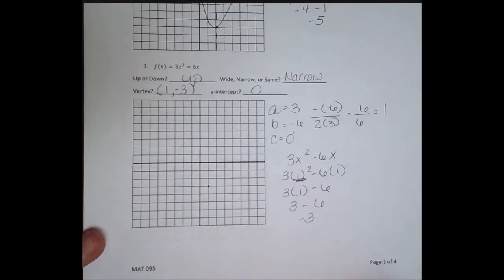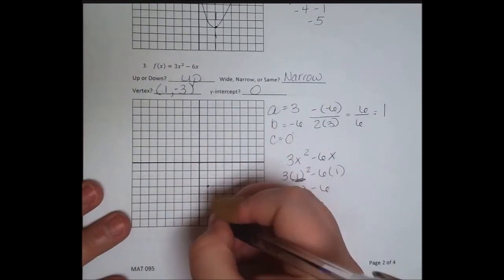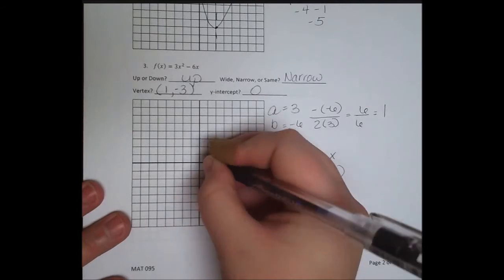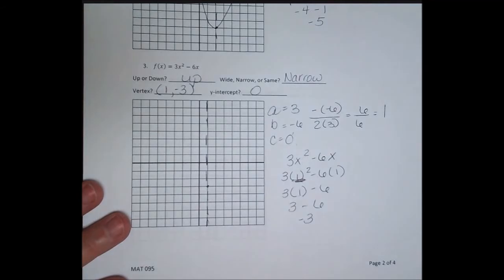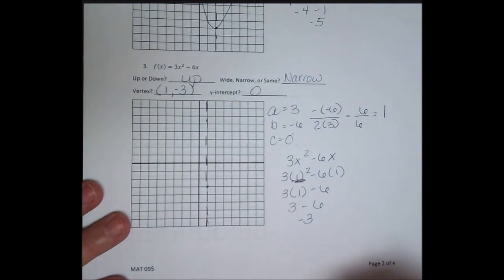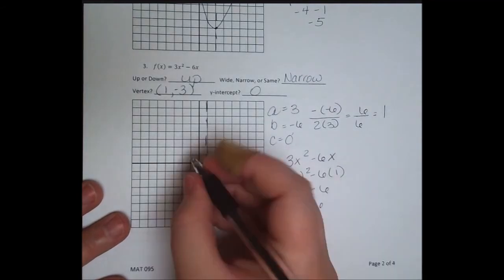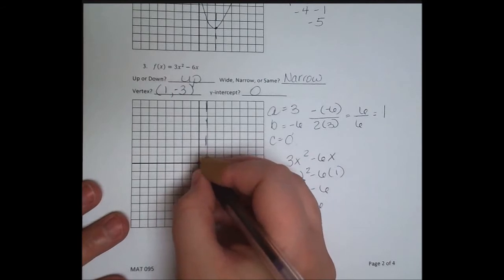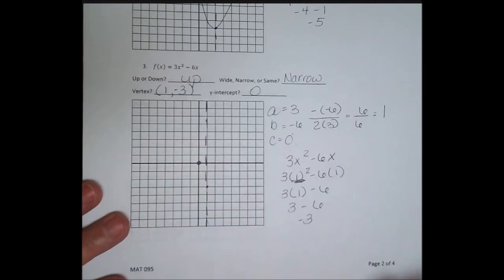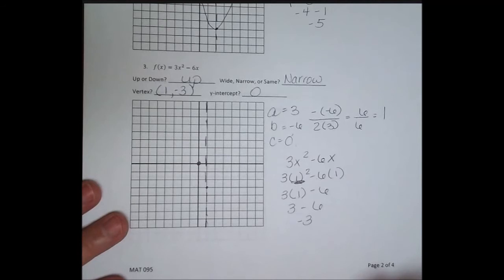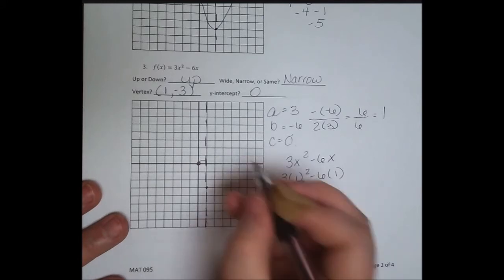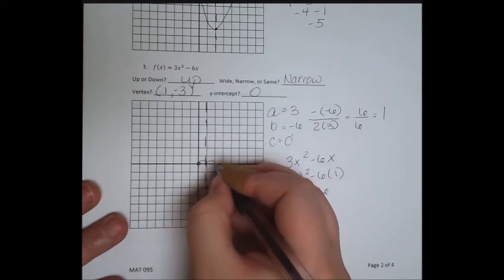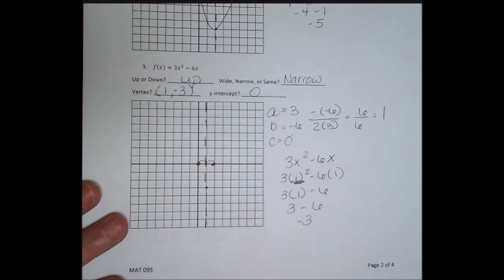Okay, so draw your axis of symmetry. Then we're going to graph our y-intercept, which is going to be at the origin at 0. Now you count until you get to your axis, and that would be 1 slot. So to find your other point, you would also go 1 slot.